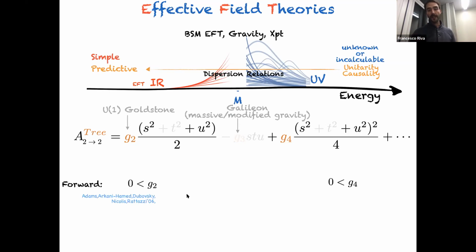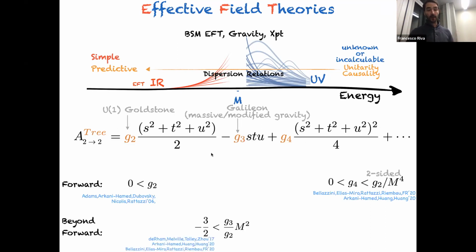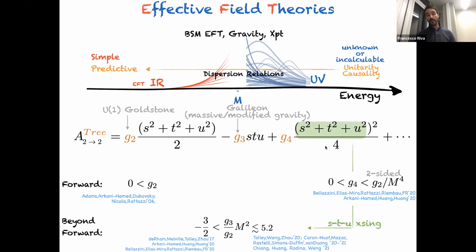We have bounds from the forward limit, as we heard in the previous talk, that are just positivity of these coefficients, and also the fact that these coefficients, when you go higher and higher in the number of powers of energy, decrease monotonically in units of the cutoff. This was mentioned before as the fact that dimensional analysis is a theorem. There are also bounds that exploit information beyond the forward limit, and this implies that this coefficient cannot be arbitrarily positive in terms of G2 and the cutoff. And also, exploiting crossing symmetry between all the possible channels, it has been shown in various papers that it cannot be arbitrarily large either.